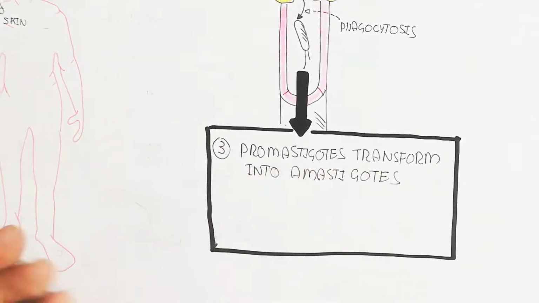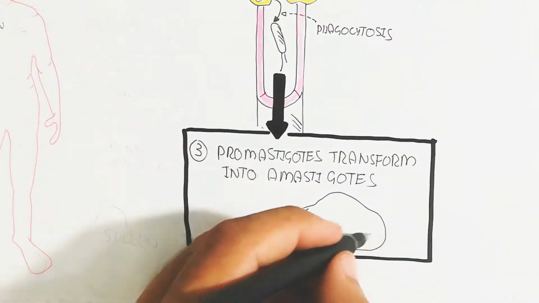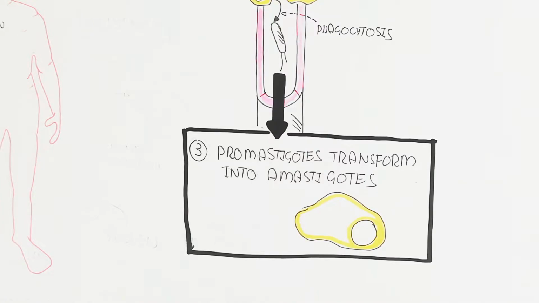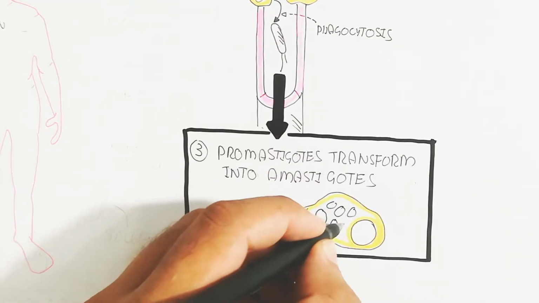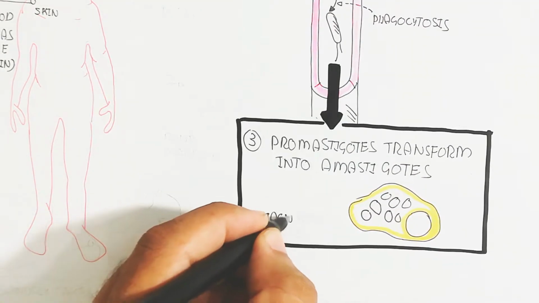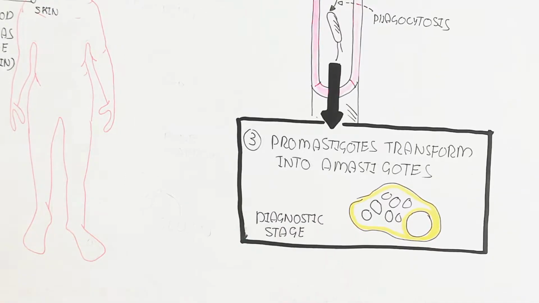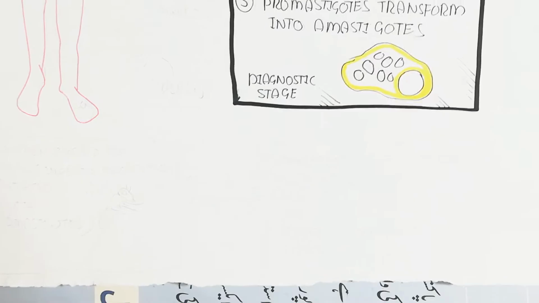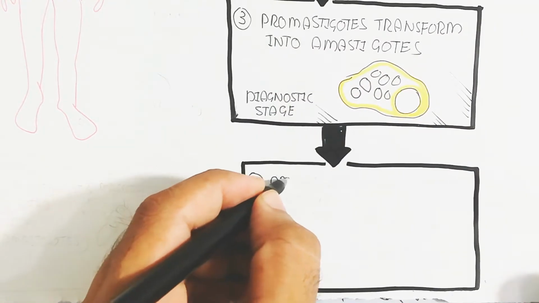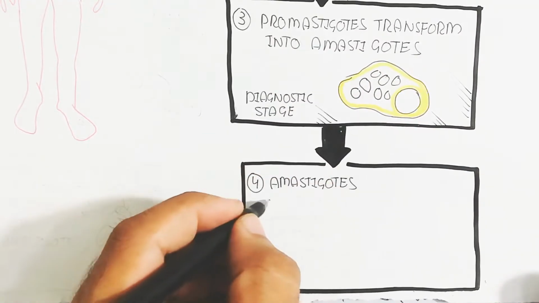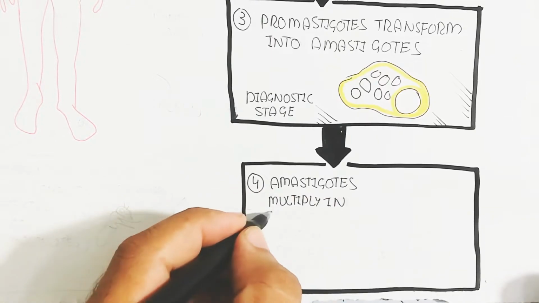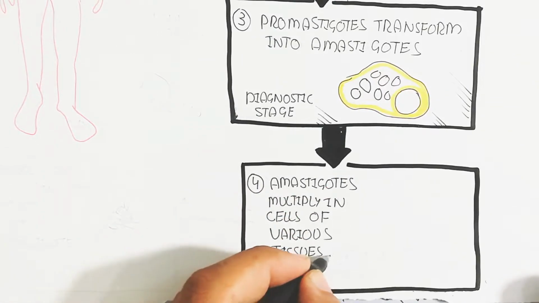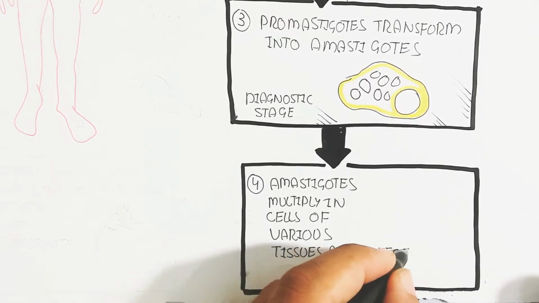the third step is that the promastigotes transform into amastigotes inside the phagocyte, inside the macrophage. The fourth step is that the amastigotes multiply in the cells of various tissues and infect other cells also. And this is the diagnostic stage. We can diagnose it.